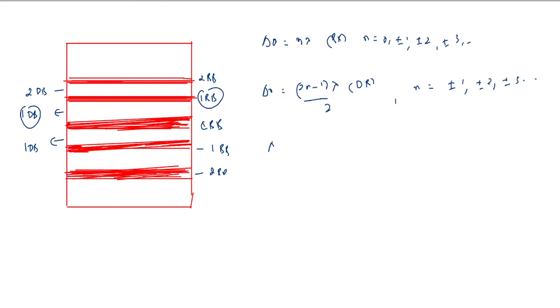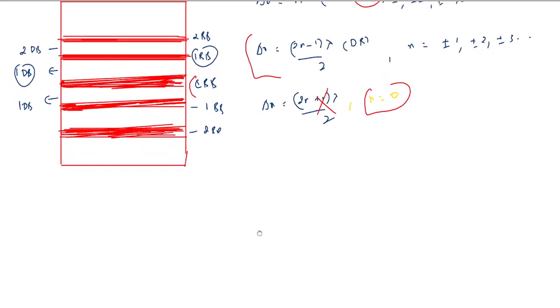Some books will write delta x as equal to (2n + 1) lambda by 2. Even though this is correct mathematically, this doesn't make sense physically, because in this case n should be equal to 0, but n can't be 0 for a dark band because we don't get a dark central band. Rather, what we get is a bright central band. Hence n is 0 only for a bright band. So this will not make sense. This is what we should write.